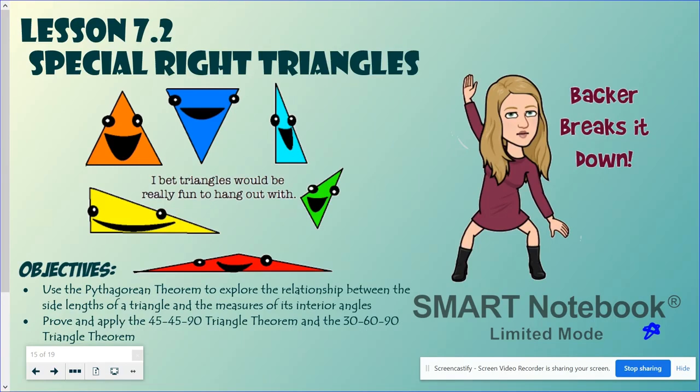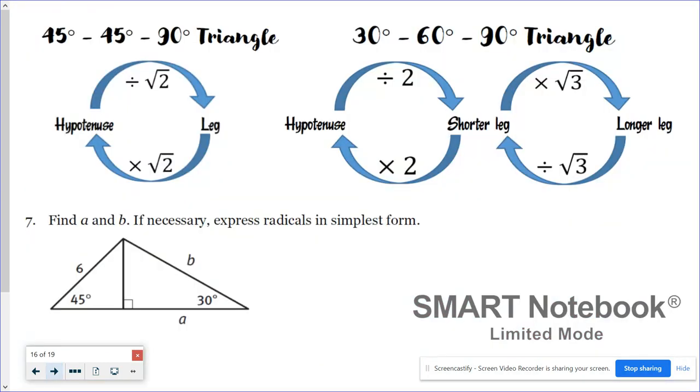I just want to go over a few more examples of special right triangles that weren't featured in our previous two episodes. Just to remind you, in a 45, 45, 90 triangle, you have the two legs and the hypotenuse. If you know the leg, you can multiply by the square root of 2 to get the hypotenuse. And if you know the hypotenuse, you can divide by the square root of 2 to find the leg.